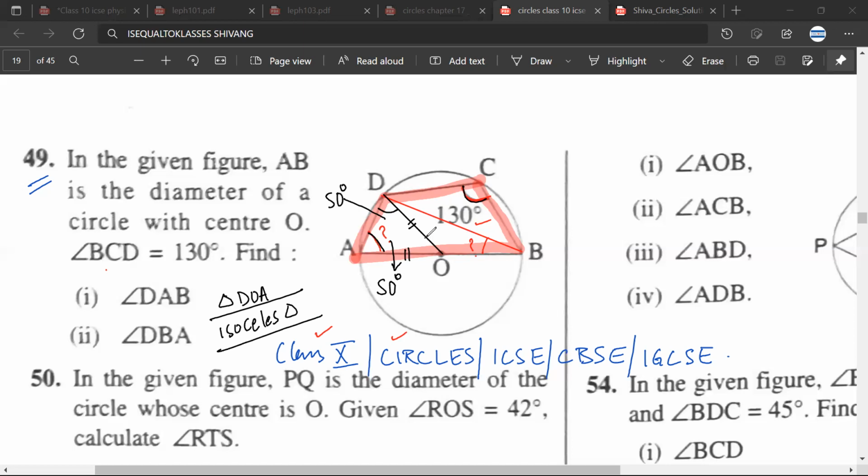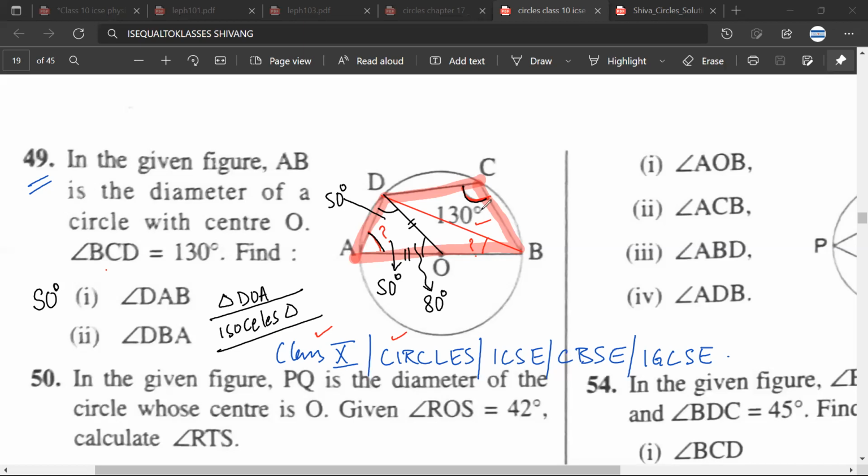And this angle would be equal to 80 degrees. Am I correct? Yes, sir. And therefore, this is 80 degrees. What next? So DOB will be 100 degrees. Okay, one second. DAB is 50 degrees, so this we have found to be 50 degrees. Angle DOB is equal to 100 degrees. Why? Because 180 minus 80 is equal to 100. So angle DOB will be 100 degrees.